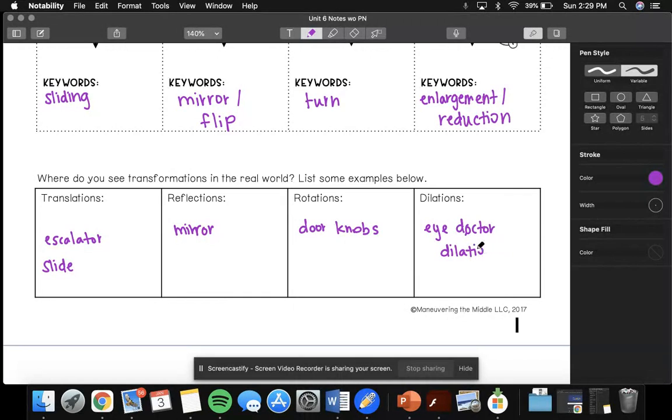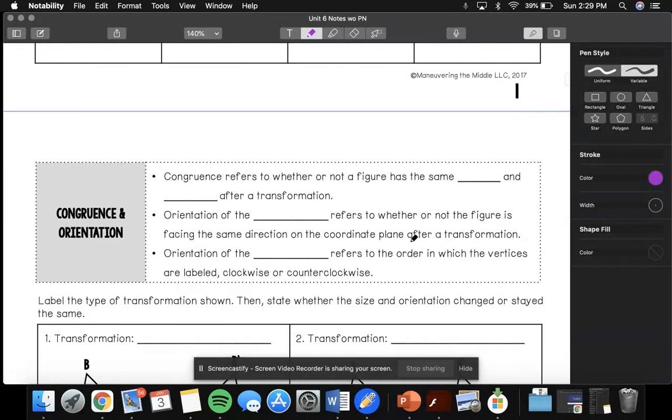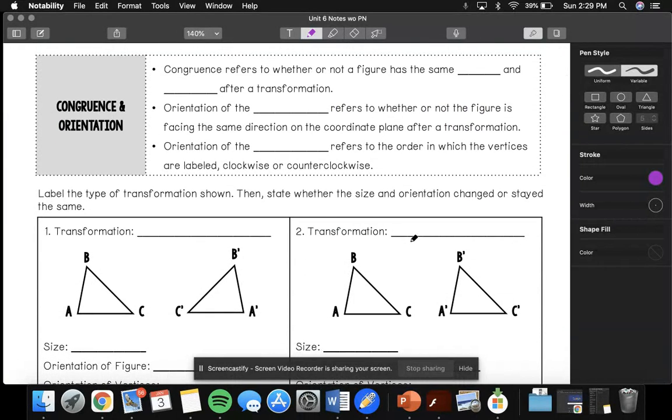Hopefully you guys wrote down some other ideas too, but now we'll go to page 2. Okay, the last thing we're going to talk about today is congruence and orientation.